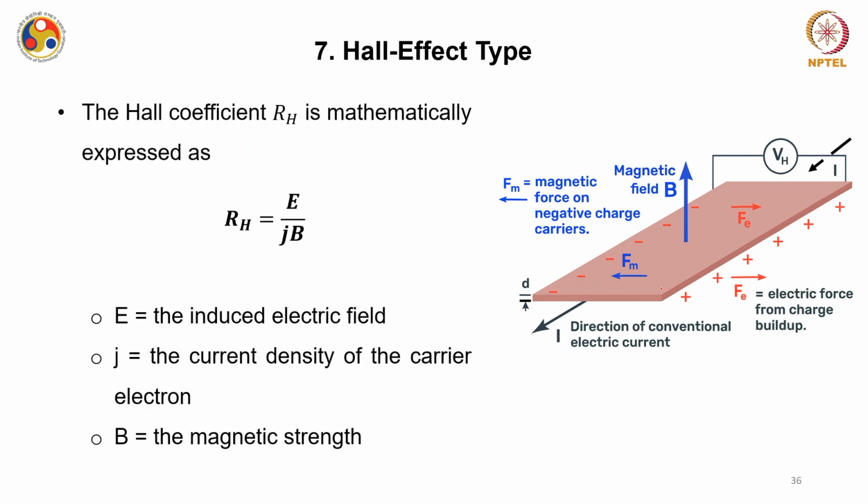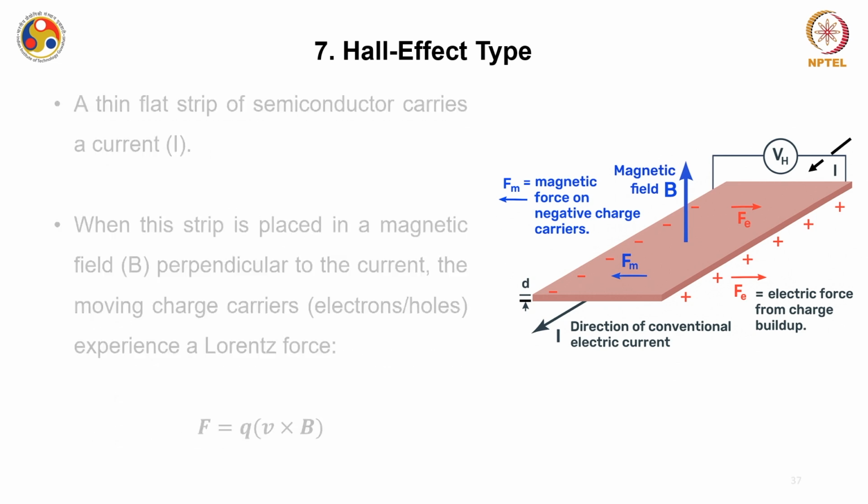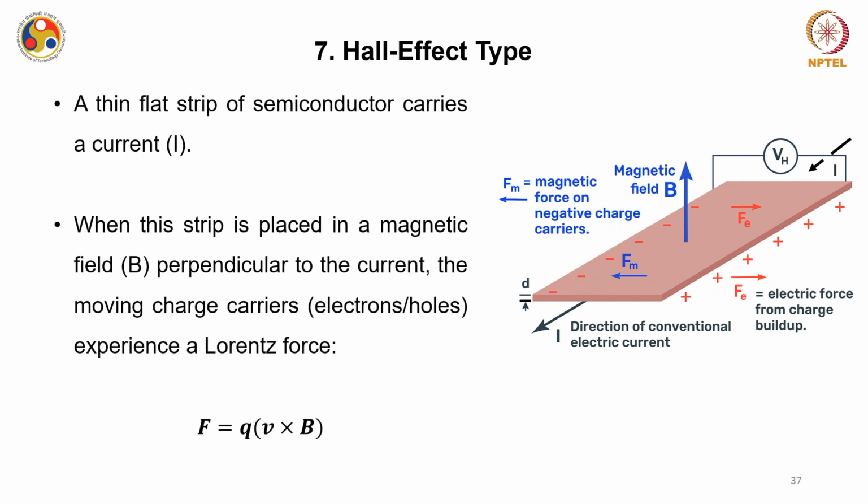So the Hall coefficient can also be mathematically given by E, which is the induced electric field, divided by the current density multiplied by the magnetic field strength. Just imagine that a thin flat strip of semiconductor carrying a current I is shown.